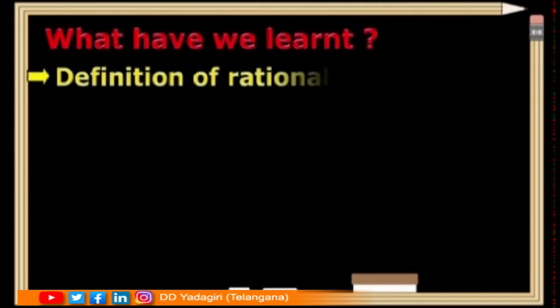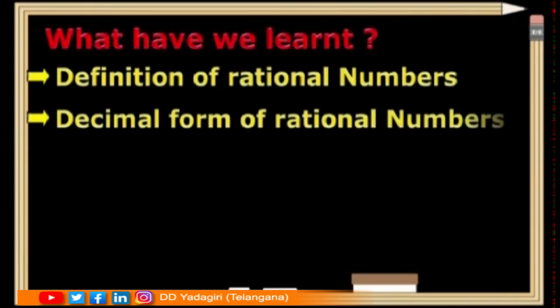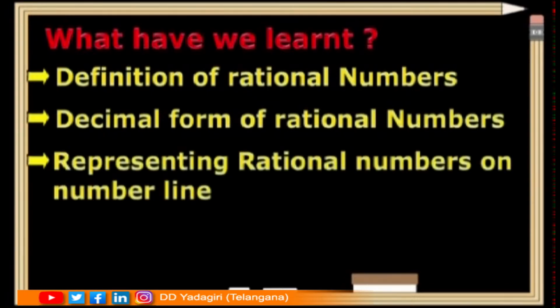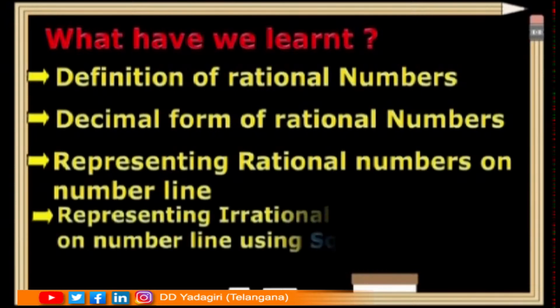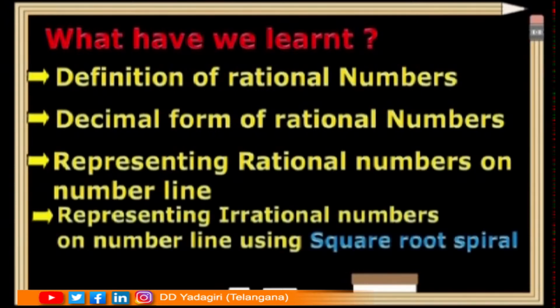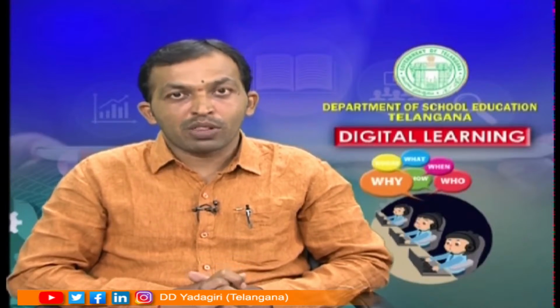So students, what have we learned till now? The definition of rational numbers, the decimal form of rational numbers, representing rational numbers on the number line, and representing irrational numbers on the number line using the square root spiral. Till now we have learnt beautiful concepts like rational numbers and irrational numbers using decimal representation, and representing them on the number line. Now you are able to solve problems related to these concepts.